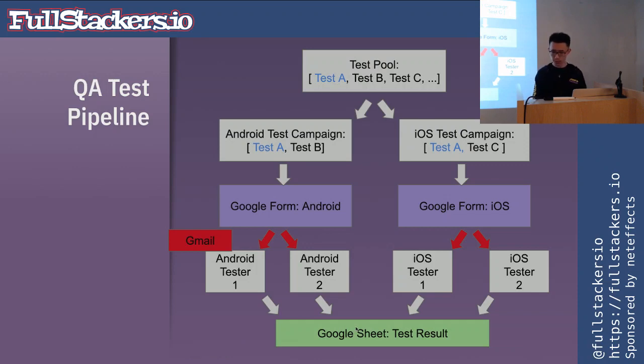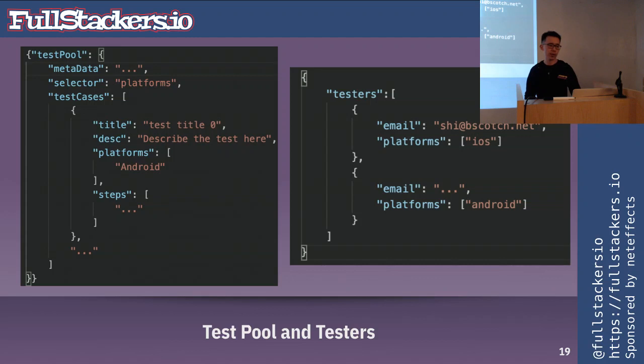So let's just take a closer look at each step. For the test pool, it can be a simple JSON object. It just needs to have some metadata, such as maybe the version of the software we're testing, and then what platform it is on, and then it can just have an array of test cases in there, and each test case can have a title, a description, the steps to perform, and then which platform it is for.